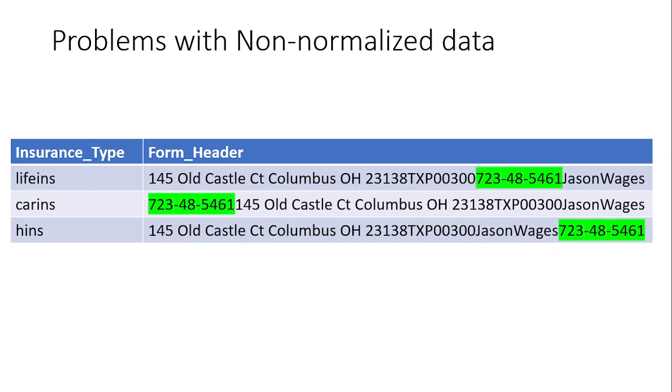A second issue with data masking is trying to mask non-normalized data. Sometimes columns can contain more than one type of data in it. For example, the form header has a column name, address, SSN, and a variety of other pieces of data that are in specific positions. But in some systems, the position of the data can be different based on, for example, the insurance type column. Imagine trying to write masking rules for situations such as this. It'd be very difficult.